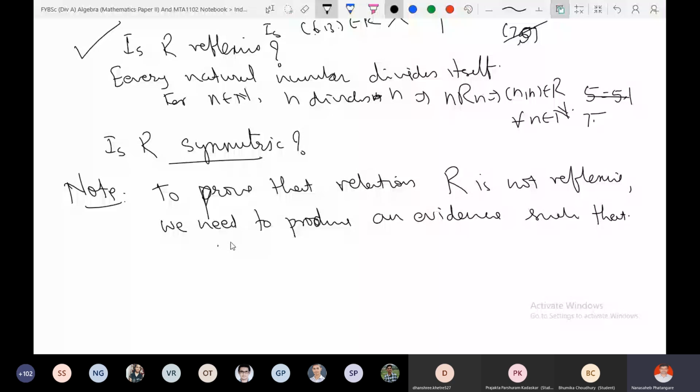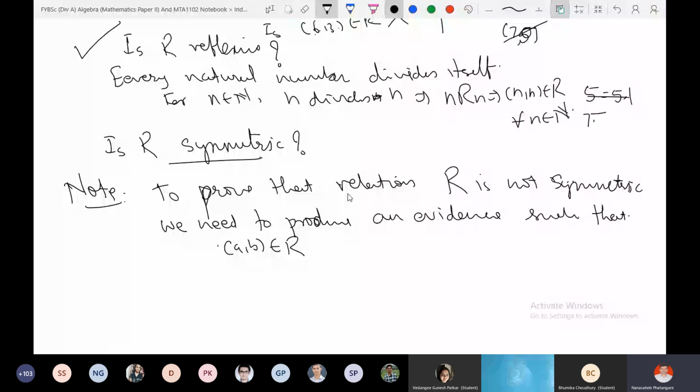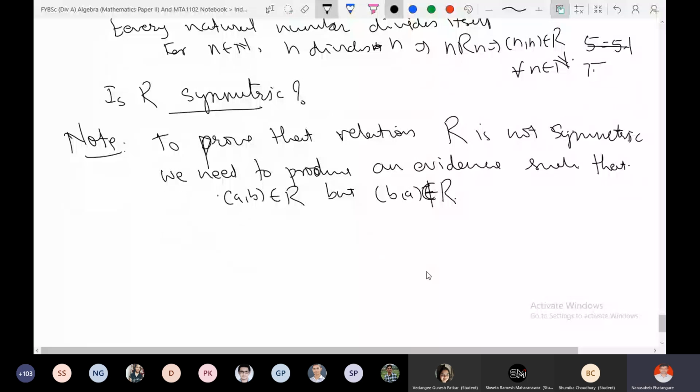If we want to prove that relation R is not symmetric, then we need to produce an evidence such that AB belongs to R, but BA is not in R. If you produce one evidence that AB is there but BA is not there, that is sufficient to say that the relation is not symmetric. One evidence is sufficient.